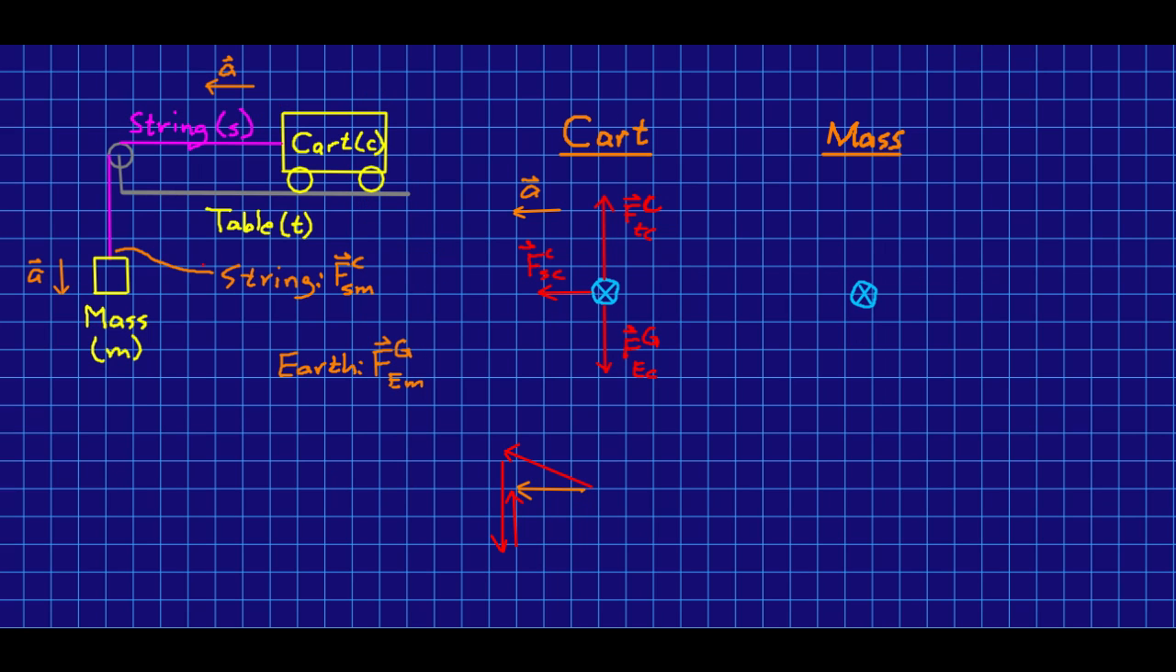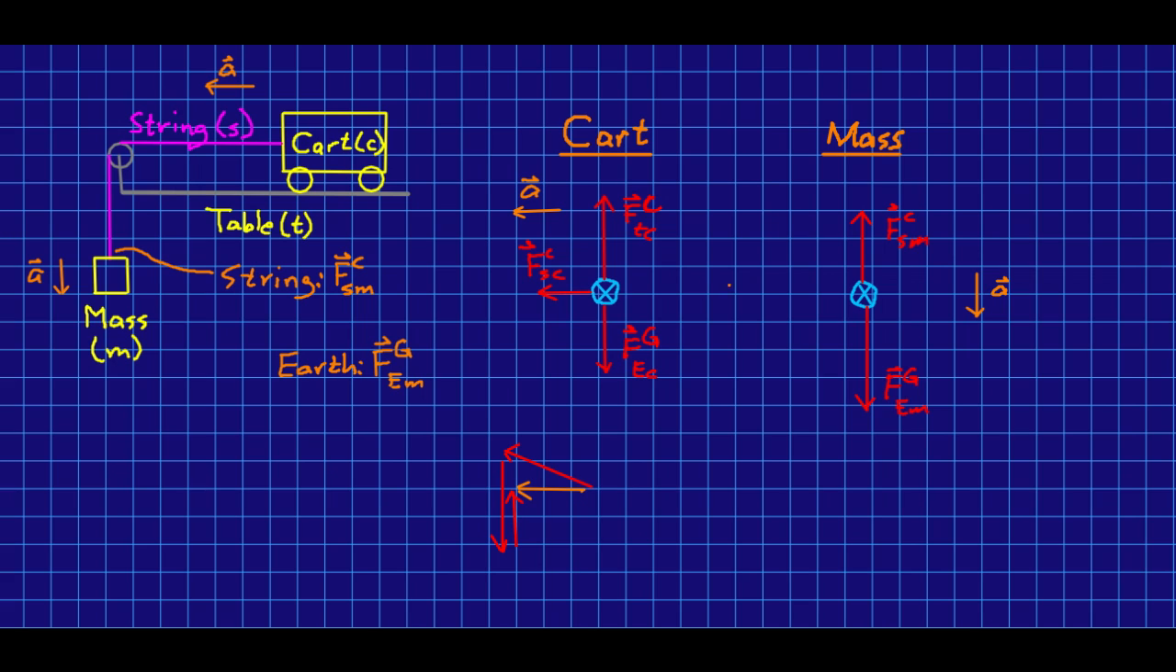Now I'll do the mass, and once again I've indicated the agents, and in particular the only contact force is the one due to the string, because that's the only thing the mass is touching. And so it's a very simple free body diagram. I've deliberately made the gravitational force bigger than the force that the string is exerting because we know that the acceleration of the mass should be down, and so the vector sum of forces should be down.